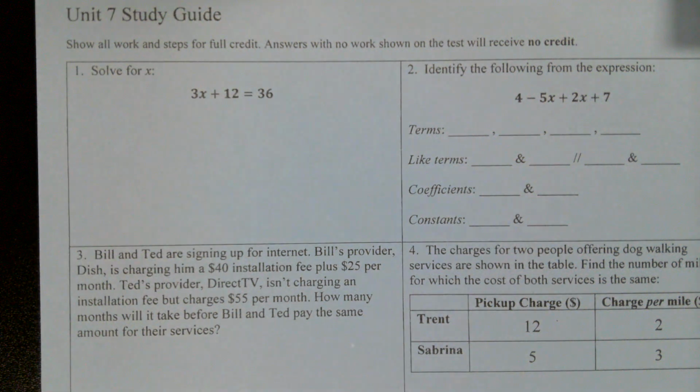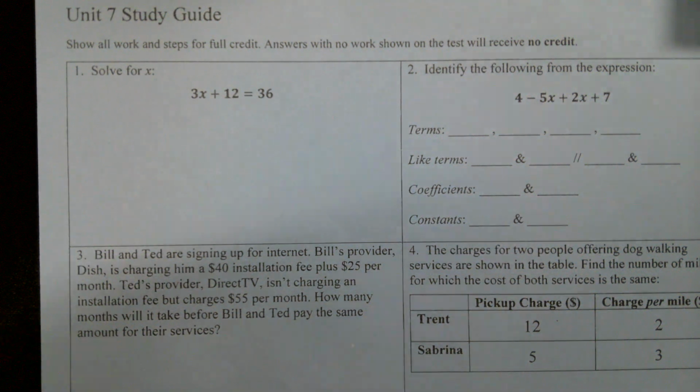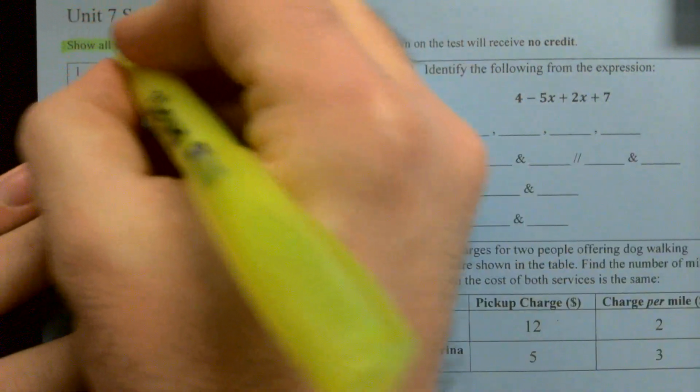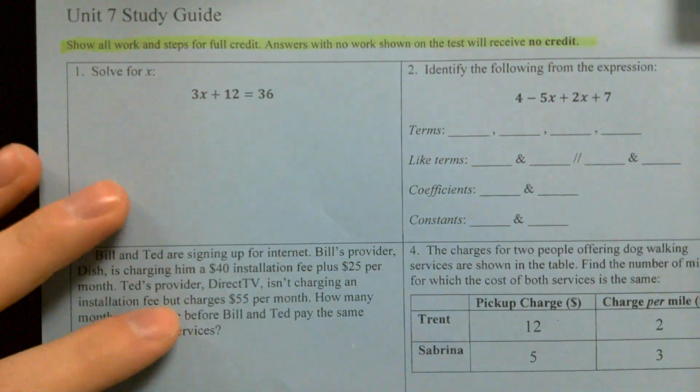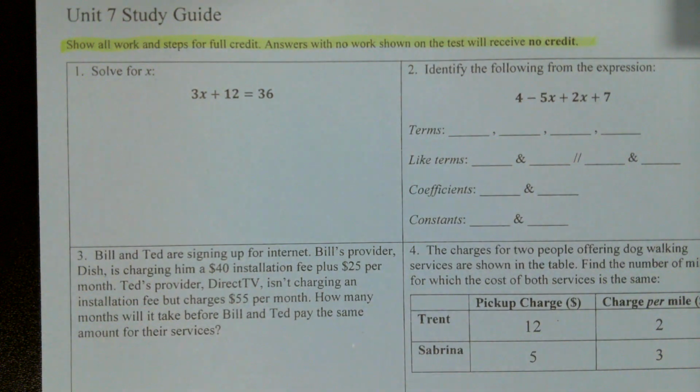First thing that I want to make abundantly clear is this note right here at the top. You're going to see the same note at the top of your test tomorrow. Show all work and steps for full credit. Answers with no work shown on the test will receive no credit. Let me show you some examples of what I don't want to see.